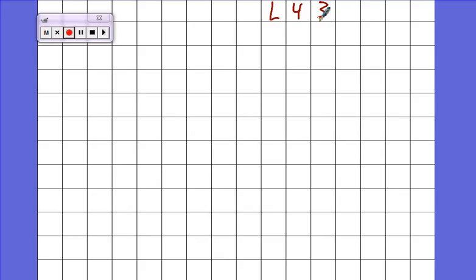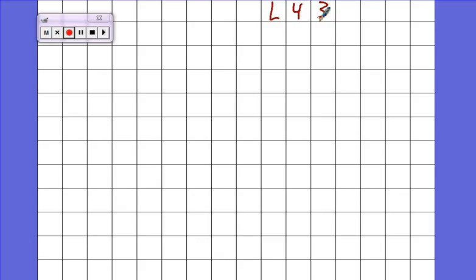Now surface area is a little bit different. When we talk about surface area, we're talking about the outside area of the shape. If we were talking about the surface area of this room, we'd be finding the area of the floor, the area of the ceiling, and the area of all the walls, and adding them all together. So surface area is a little bit different when we try to find out a shape.